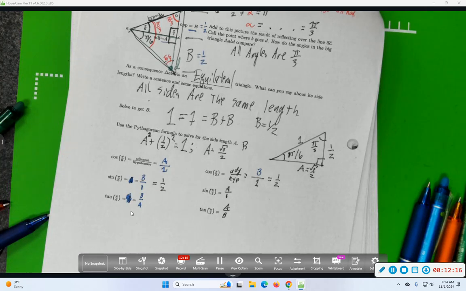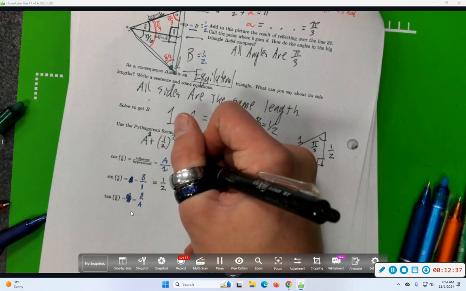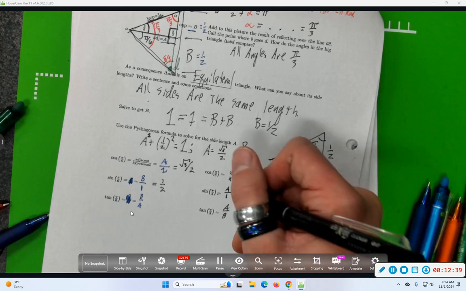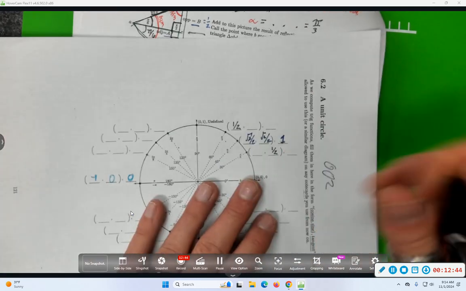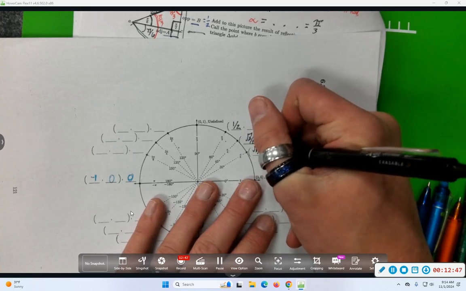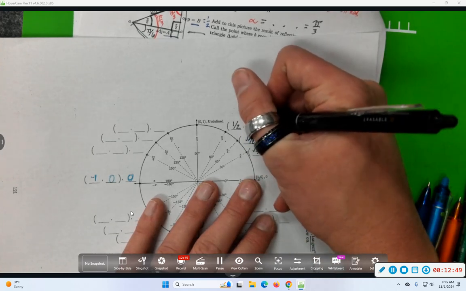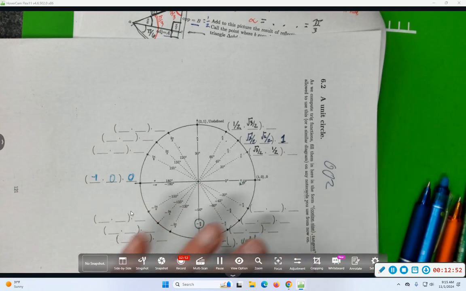Well, we have enough information to get all the trig functions now, don't we? So what is the cosine of pi over 6? I guess it's that, right? It's the thing we just got. Oh, this one was also just A. There's another root 3 over 2. We can put those in here. All right, fair enough.